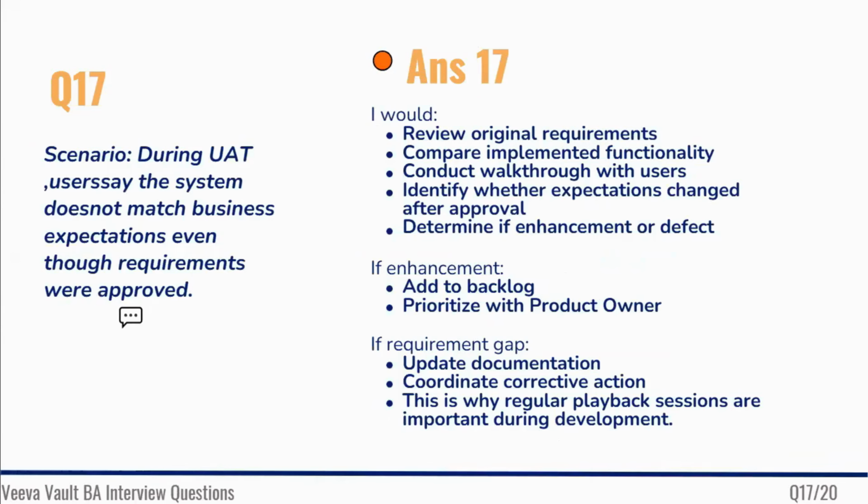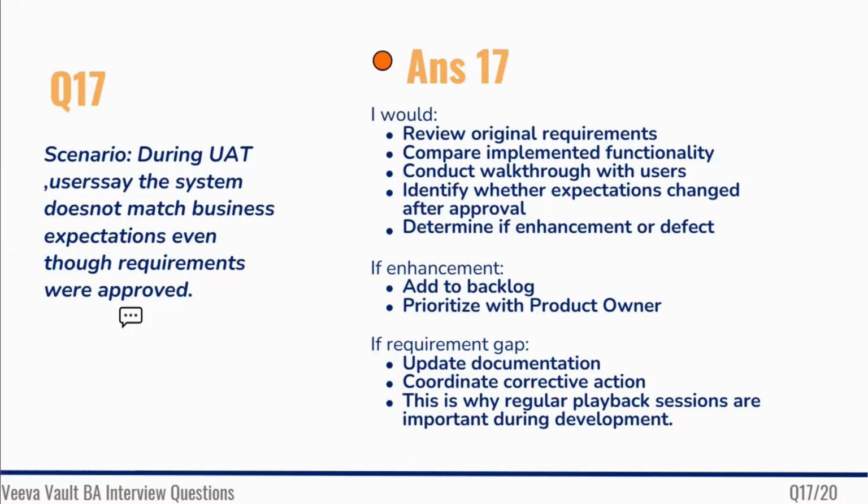Now, question number 17, another scenario during UAT. Users say the system does not match the business expectation, even though the requirements were approved, right? This is a very major scenario or challenge that may come. In that situation, if you are a BA, how can you handle it? You should review the original requirement, compare the implemented functionality, conduct a walkthrough with the user, identify whether the expectation changed after approval or not, and determine if it is an enhancement or a defect.